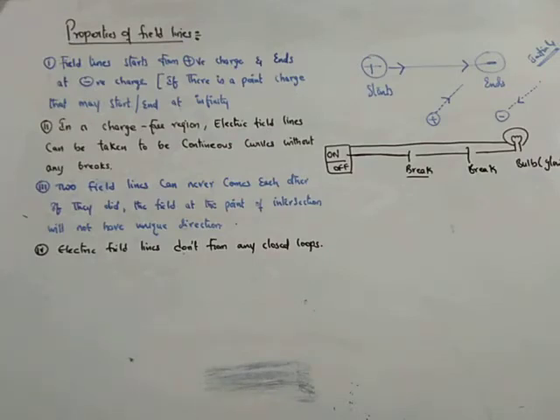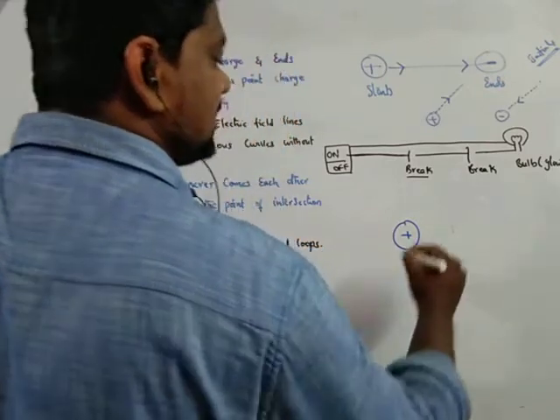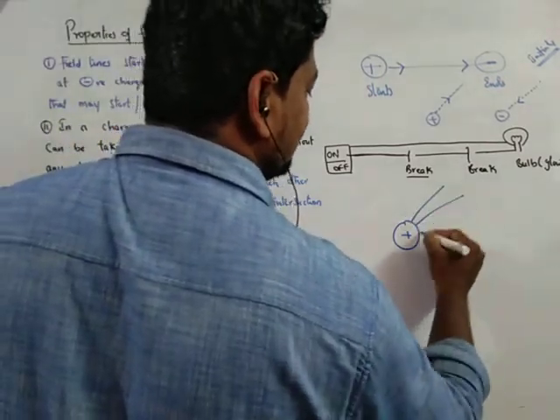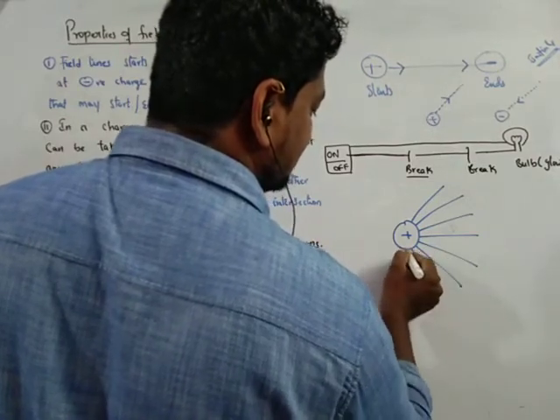And the third point: two field lines cannot intersect each other. For example, if you consider here one positive charge, a positive charge means it will radiate in all directions. That will be tangential.